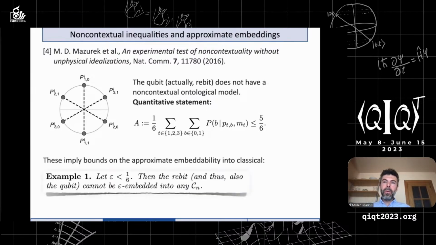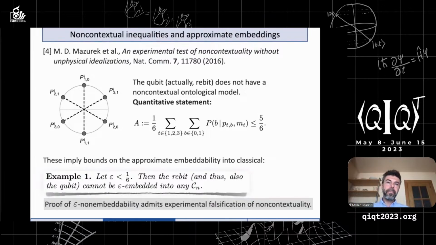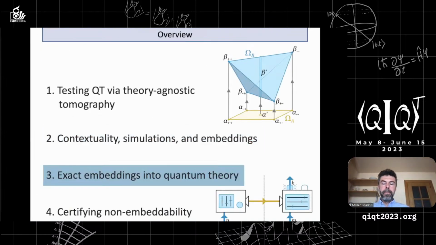It turns out that these non-contextuality inequalities are very closely related to our notion of epsilon embedding. Here, for example, it tells you that if epsilon is less than 1/6, if your error is less than 1/6, then the qubit and its real version, the rebit, cannot be epsilon embedded into any classical system. That's kind of our reformulation of the contextuality inequality. This also tells you that if you have a proof of epsilon non-embeddability of your data, this allows you to experimentally falsify non-contextuality. Good.